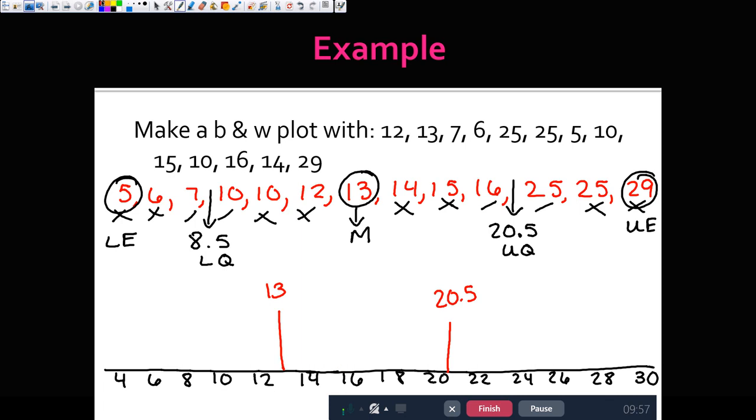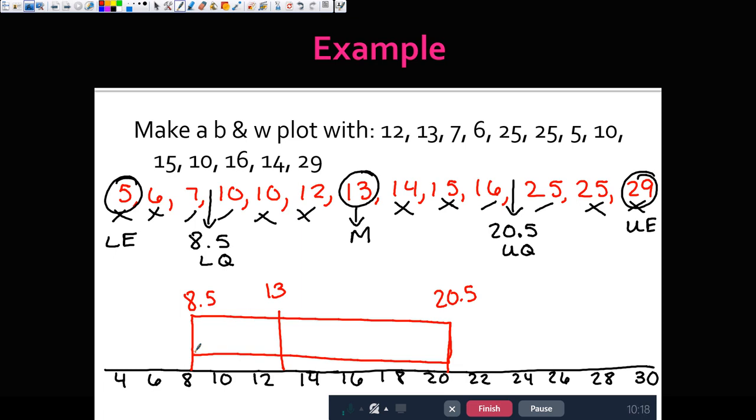Then we're going to put our lower quartile, which is 8.5, which is around 8, and label it 8.5. Okay? Then we're going to draw the box. Connect lines, draw a box.